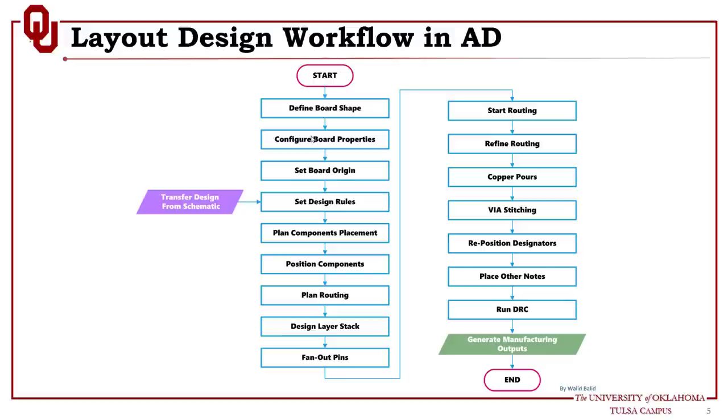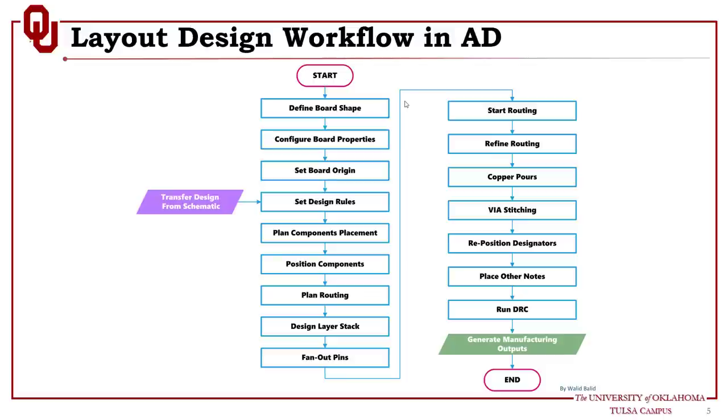Board properties such as the units you are gonna use in the layout editor. Are you gonna use the imperial or metric? Also, you need to select a suitable snap grid where the component will snap into the grid, and we'll talk about that in detail. And then you need to set up the grid, the best grid you can use based on the components you have in your design, and also set up the guide manager.